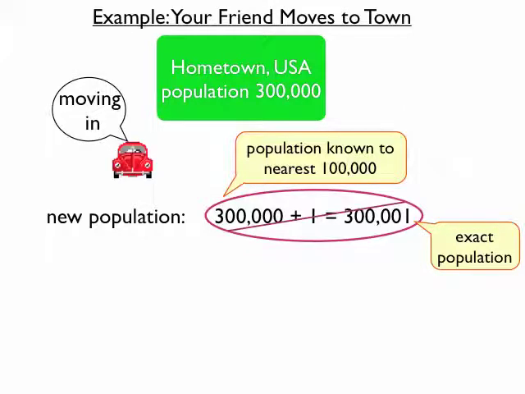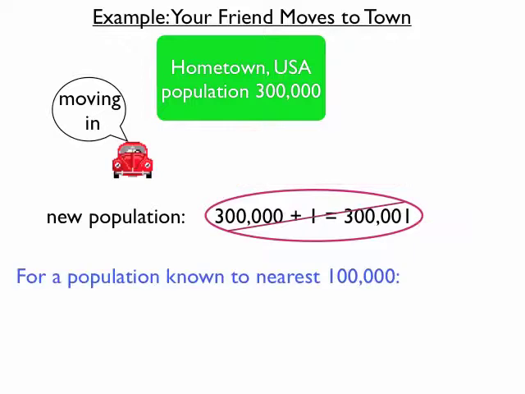More specifically, we still know the population only to the nearest 100,000, so the correct answer when we add 1 is still 300,000. As this example illustrates, we must be very careful when we combine measured numbers. Otherwise, we can end up implying that we know numbers more precisely than we actually do. Fortunately, while more detailed analysis is sometimes needed, in most cases, you can apply two simple rules.